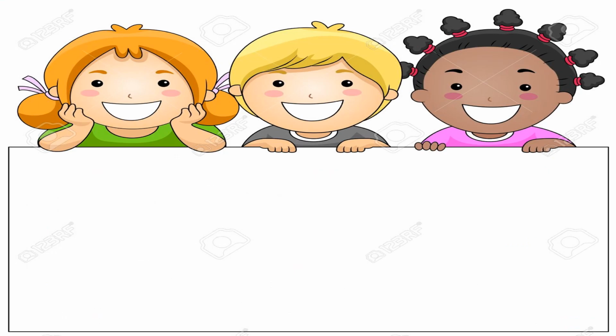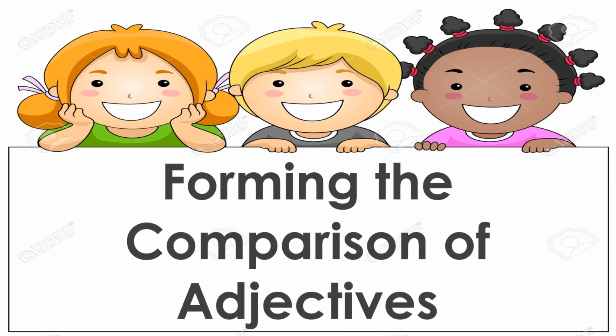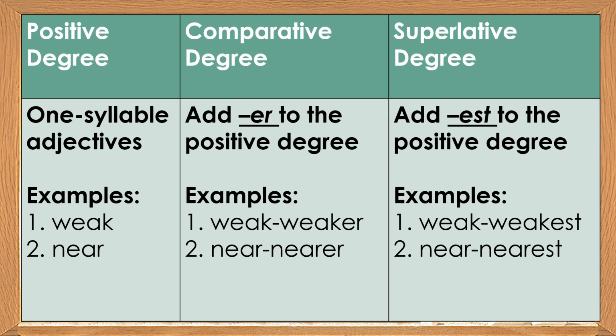But how are we going to form the comparisons of adjectives? Do you have any idea? That's okay. Let's look at the given rules. Now let's look at the first rule. Under the positive degree, for one-syllable adjectives, for example, weak, what will happen to the comparative degree?